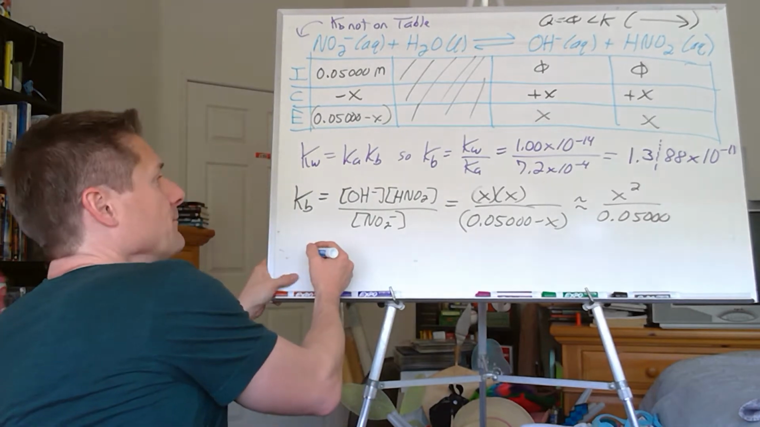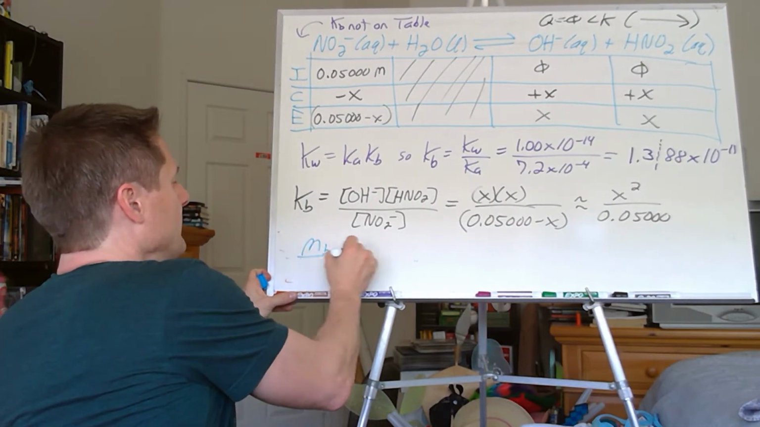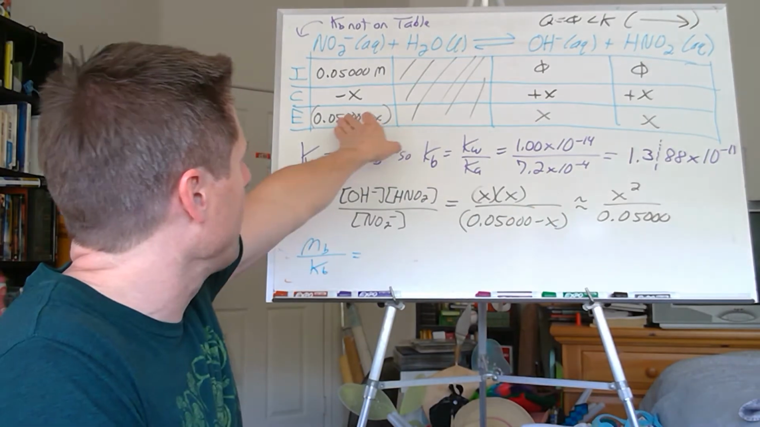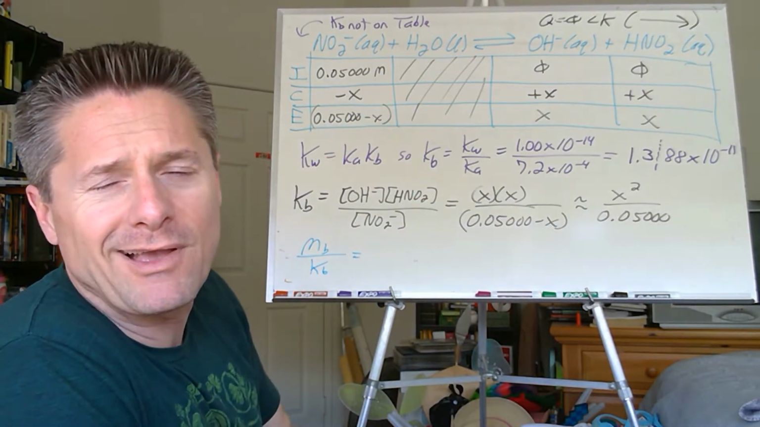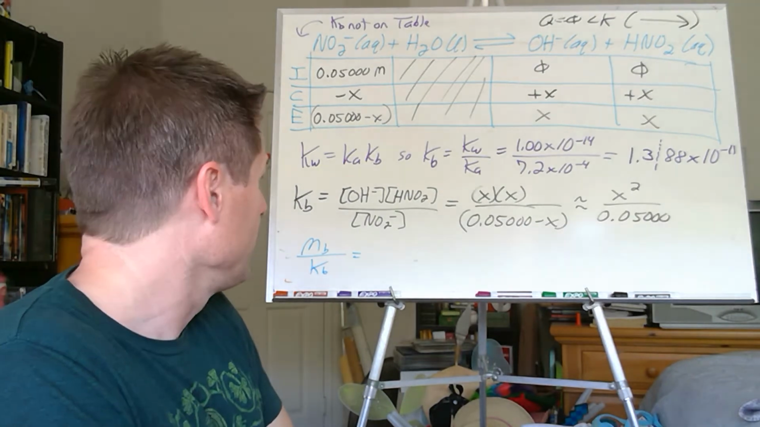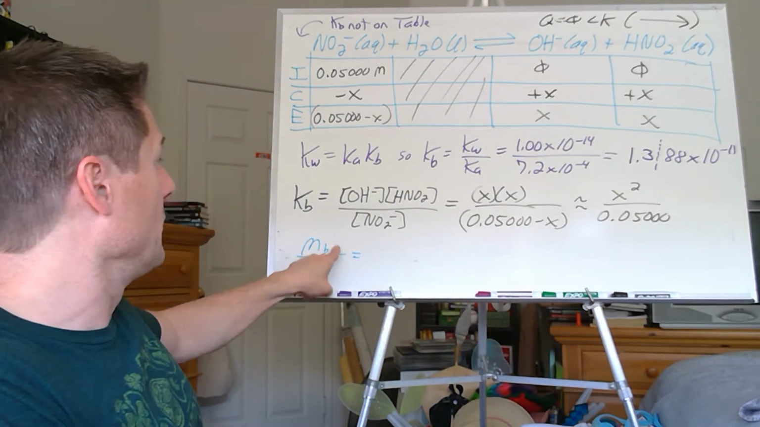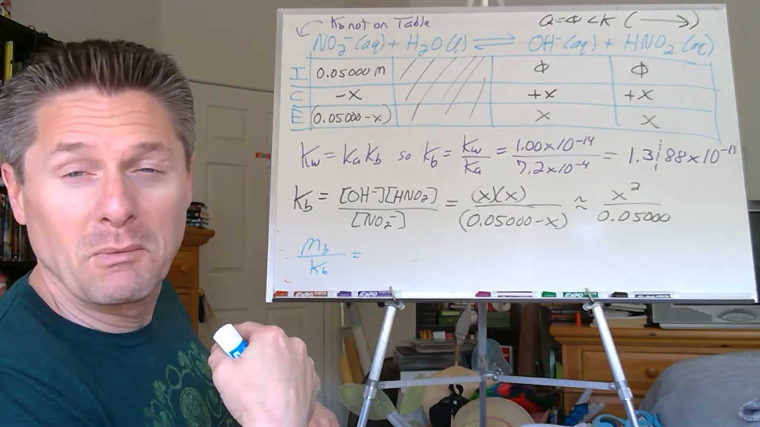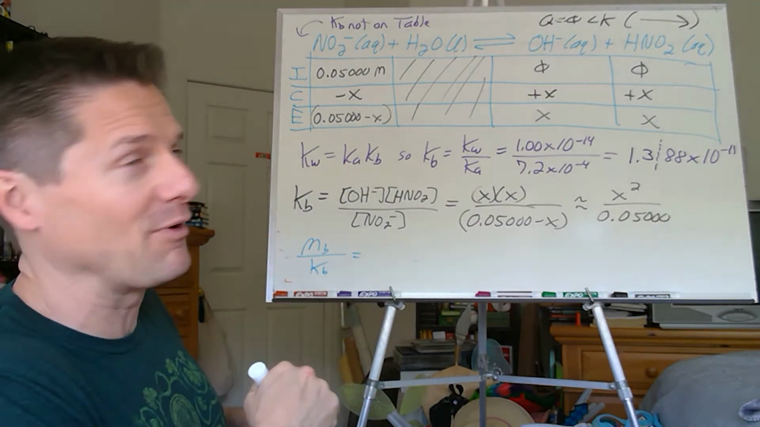So let's test it. Let's take the molarity of the base over Kb. And again, two ways you can do it. You can solve for X divided by 0.05000 times 100. Hopefully that's less than 5%. Or just take the molarity divided by Kb. Hopefully that's greater than 100. When we did the original acid, it was barely over 100.